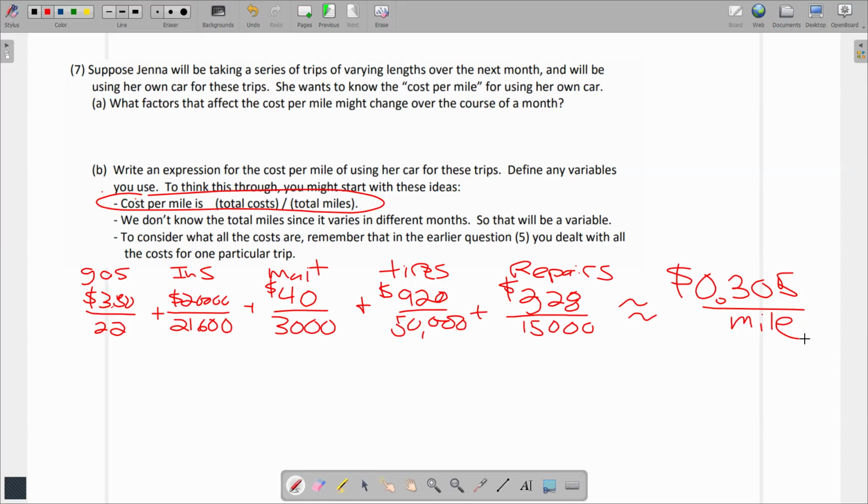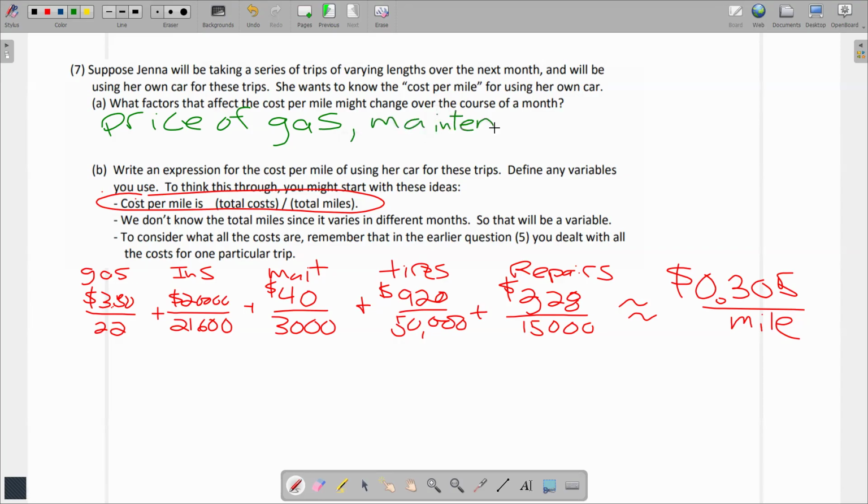And then I have some ideas for question A, but I'm curious about you all. Do you have some ideas for question A? What factors that affect the cost per mile might change over the course of a month? Price of gas. Yeah, so gas is one of them for sure. Maintenance. Yeah, it could be maintenance. She had some new expense, and that on average changes her average expense. So yeah, there's lots of things that can change.